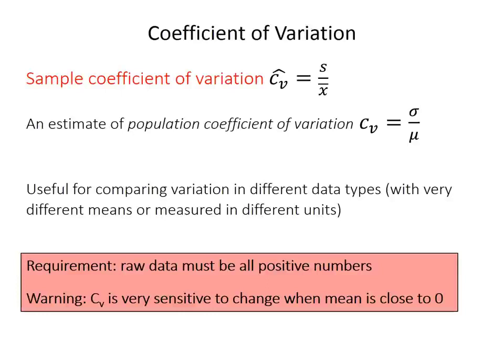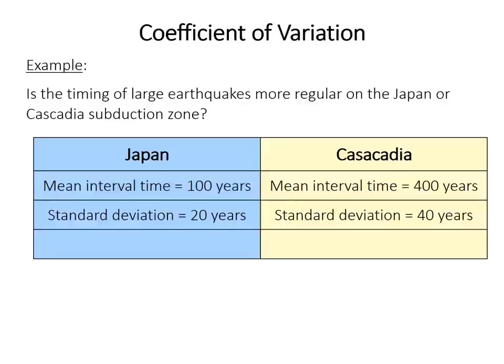So you may still be wondering, when should I use the coefficient of variation? Well, here's an example. Let's say we want to know whether earthquakes, like large earthquakes, occur more regularly in Japan or in Cascadia, the subduction zone along western North America. So we want to know, is the time between earthquakes more regular in Japan or in North America? So I've just made up some numbers here, and it tells you that the mean time between earthquakes in Japan is 100 years, and it's 400 years in Cascadia. The standard deviation of the time between earthquakes is 20 years in Japan and 40 years in North America in this made-up data set here.